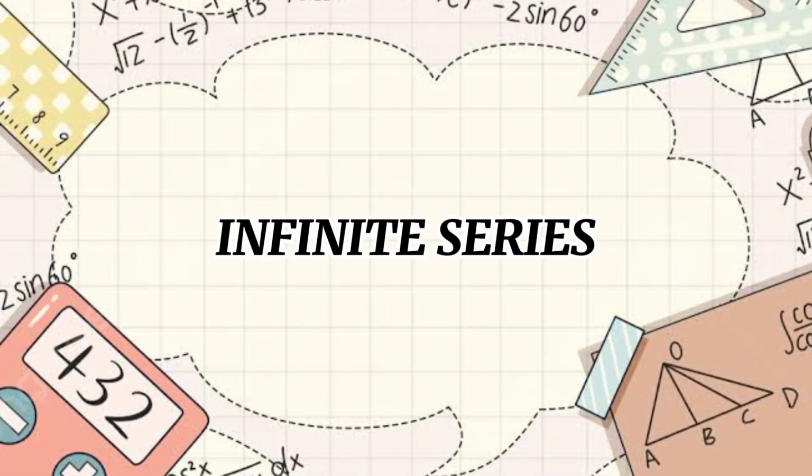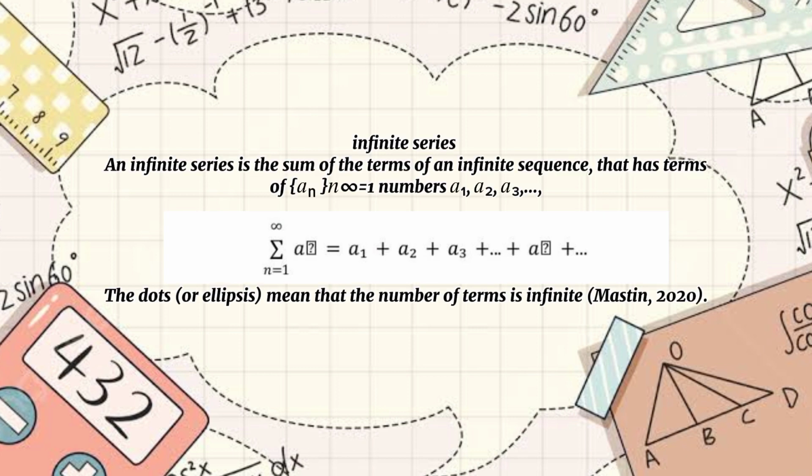Let's define infinite series. Infinite series is the sum of the terms of an infinite sequence a sub n where n is equal to 1 up to infinity that has terms of numbers a sub 1, a sub 2, a sub 3, and so on and so forth. The dots or ellipses mean that the number of terms is infinite.